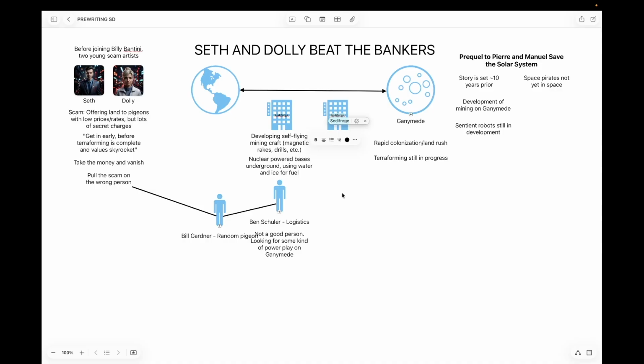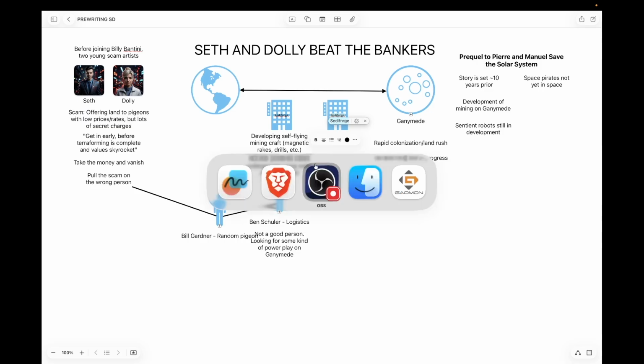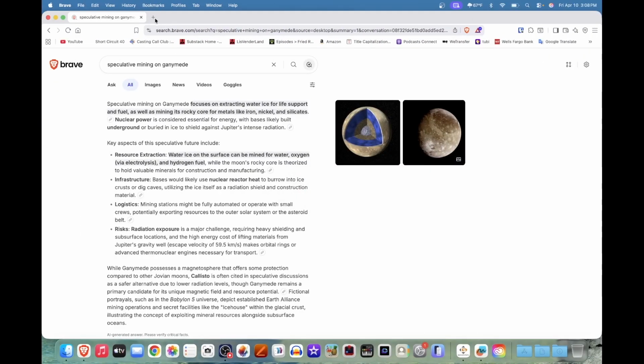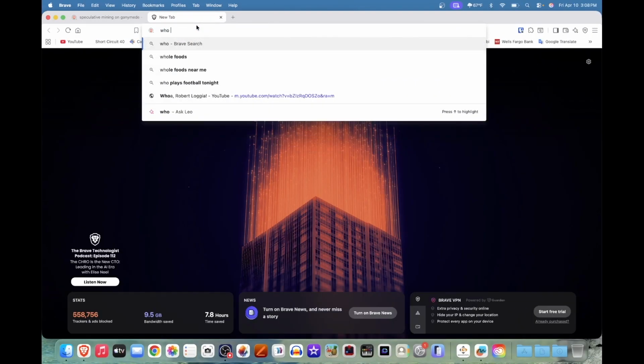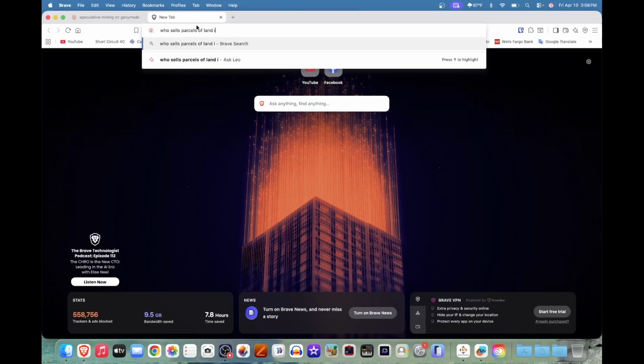Who buys and sells land on a place that's not been assigned? Well, I don't know all about this, so let's go and do some research. Let's see here. Who sells parcels of land in a land rush? Or who has historically?